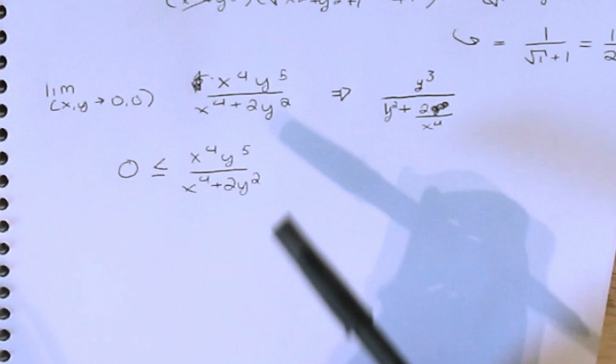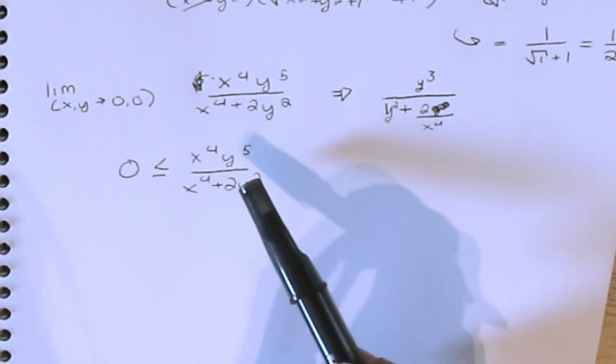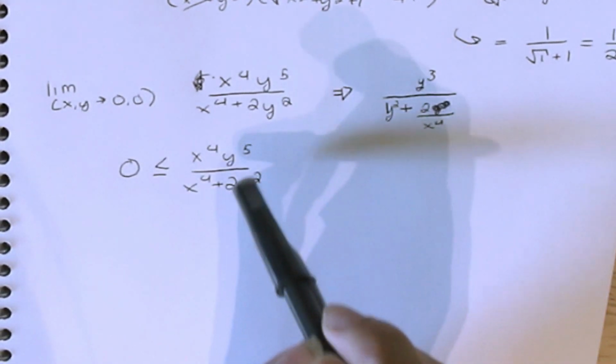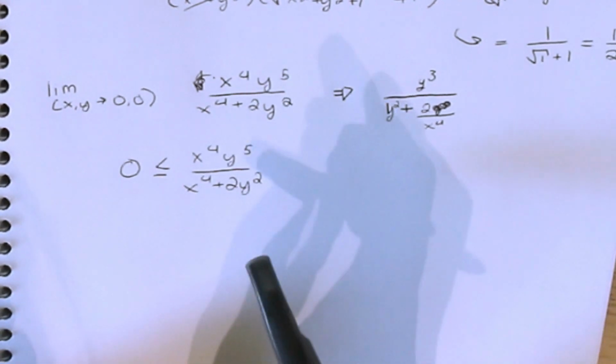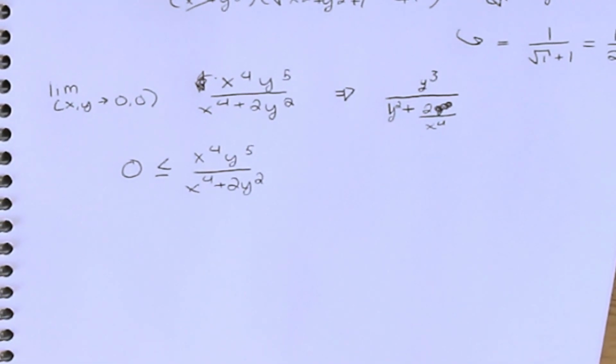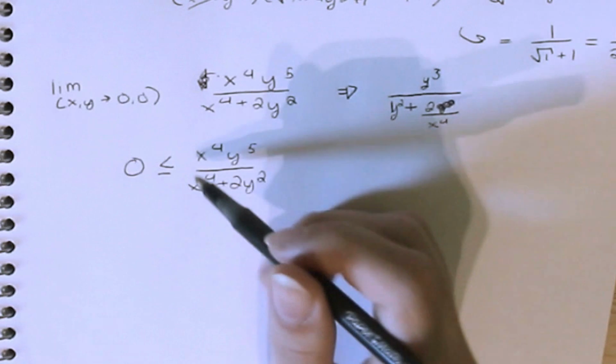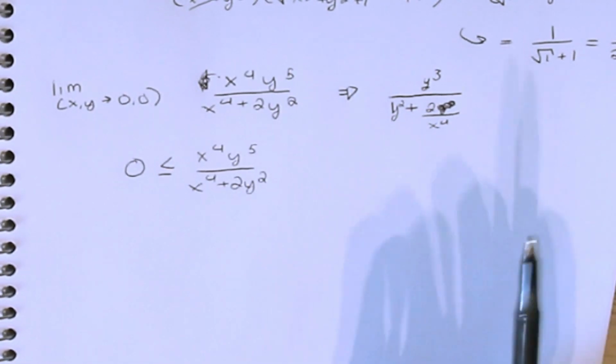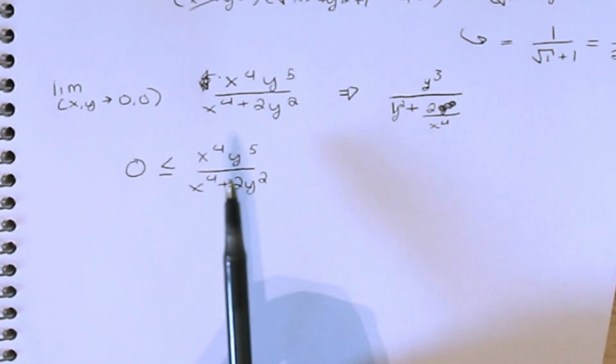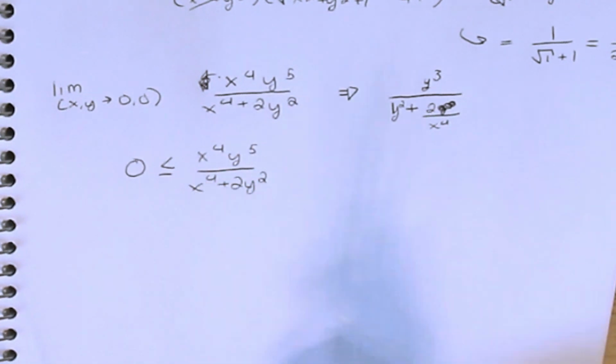So we're going to find a function that's not less than this one, but more than this one, and that's always more than this one. What I can see right away, what pops out at me, is that we have an x to the power of 4 in the numerator and in the denominator.